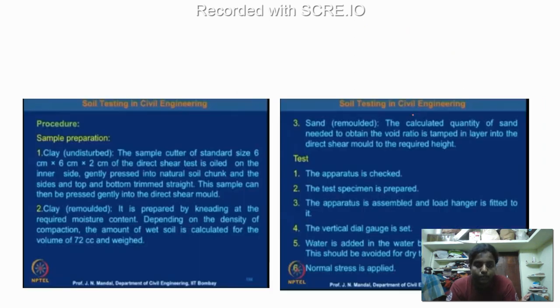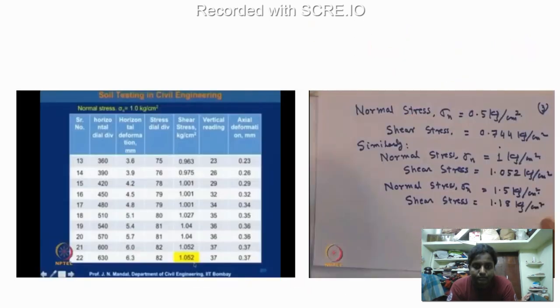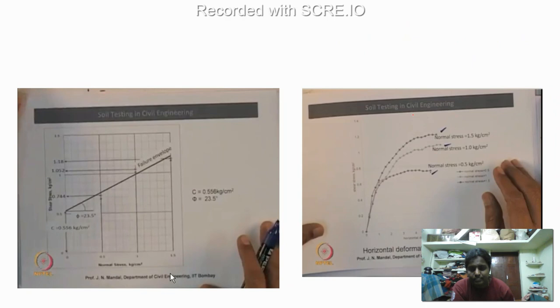Your plot is very important, where you are going to find out your phi value. You will be plotting normal stress versus shear stress for the first trial, second trial, third trial. You will get 3 points. You have to connect all the 3 points and measure the angle phi.